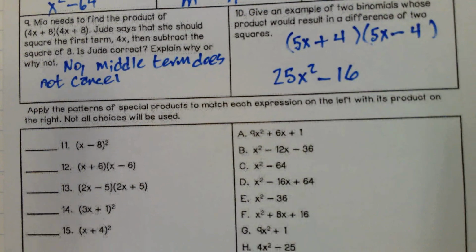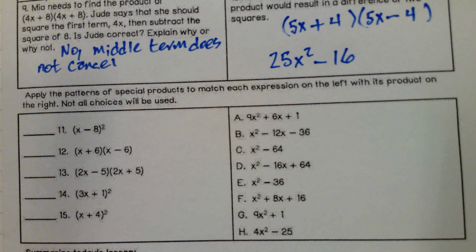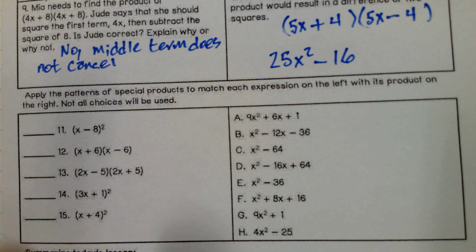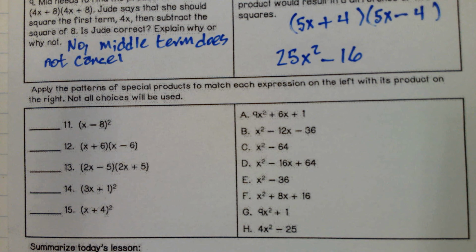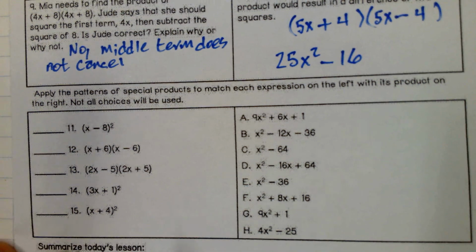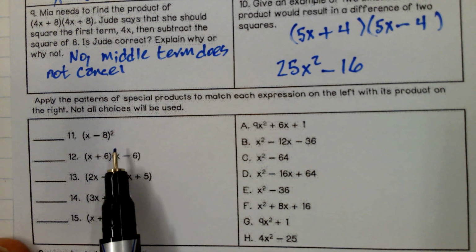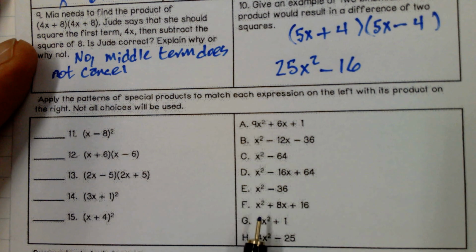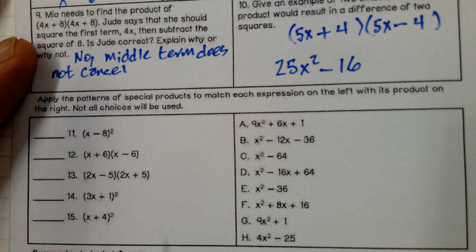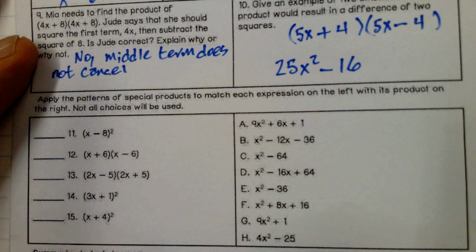For the last thing, let's apply what we learned, guys. Use the special products patterns that we've been looking at and match up the product on the left with the answer on the right. So let's match up the letters. First we have x minus 8 squared. Which of these is the answer to that?